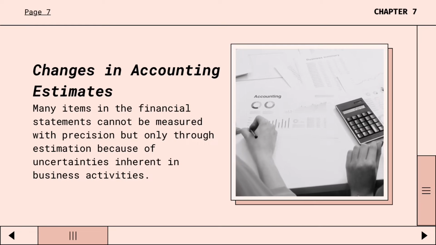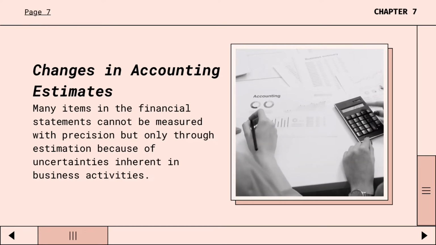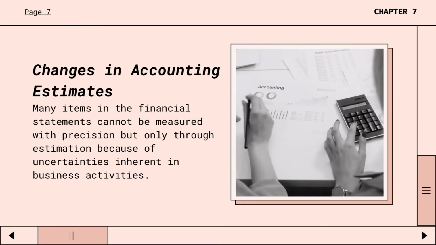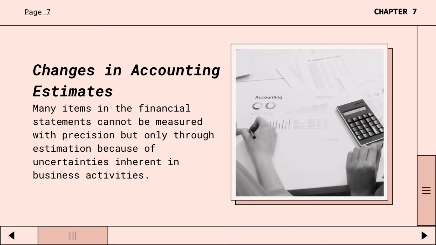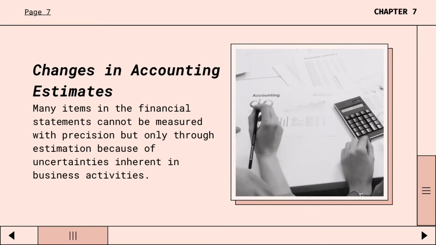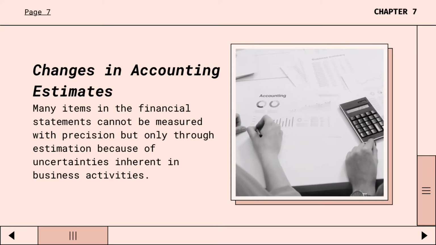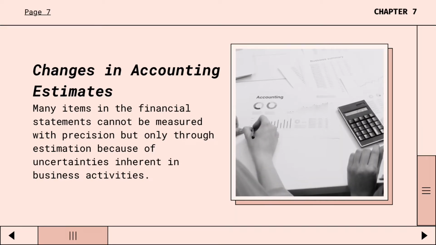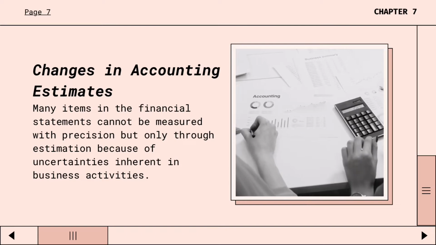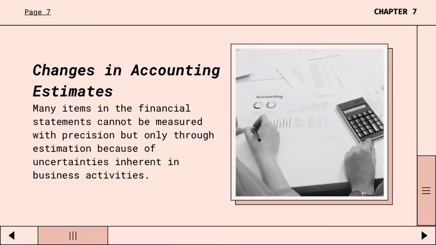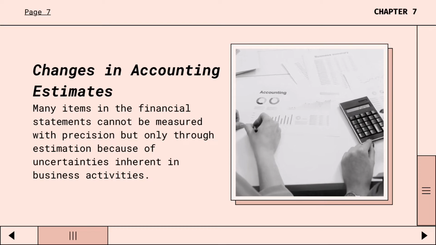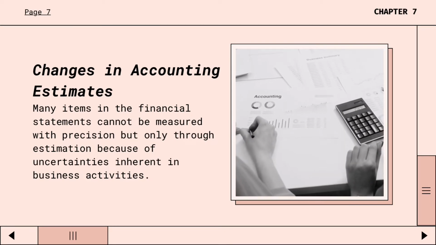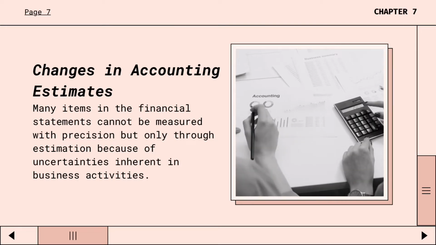Moving on to changes in accounting estimates. Many items in the financial statements cannot be measured with precision, but only through estimation because of the uncertainties inherent in business activities. A change in accounting estimate is an adjustment of the carrying amount of an asset or liability or related expense resulting from reassessing the expected future benefits and obligations associated with the asset or liability. Changes in accounting estimates result from new information or new developments and accordingly are not corrections of errors.